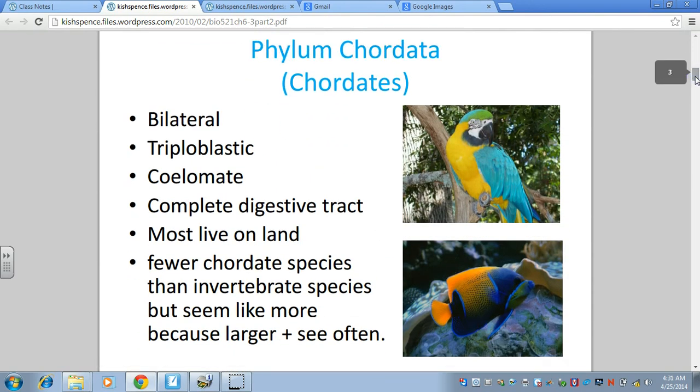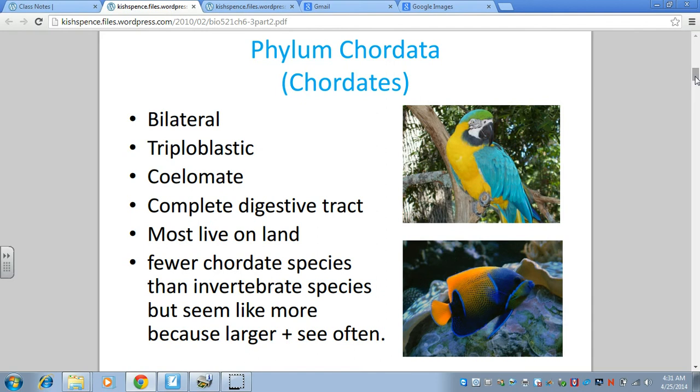So the features that all chordates have, in terms of the different things that we've been looking at for each phylum: they are all bilateral in terms of their symmetry. They're triploblastic, so they have 3 germ layers, which differentiate into much more complex tissues and systems. They are coelomate, meaning they have the true body cavity.